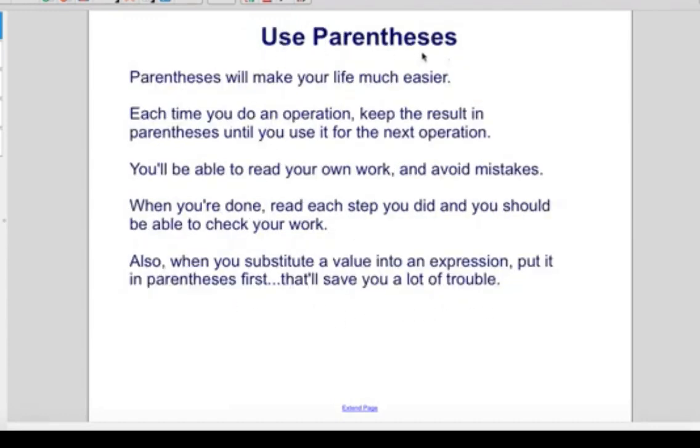Use parentheses. Parentheses will make your life much easier. Each time you do an operation, keep the result in parentheses until you use it for the next operation. You'll be able to read your own work and avoid mistakes. When you're done, read each step you did and you should be able to check your work. Also, when you substitute a value into an expression, put it in parentheses first. That'll save you a lot of trouble.